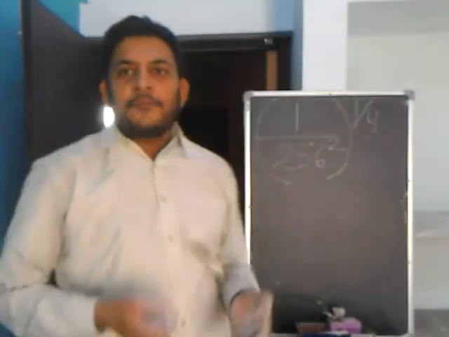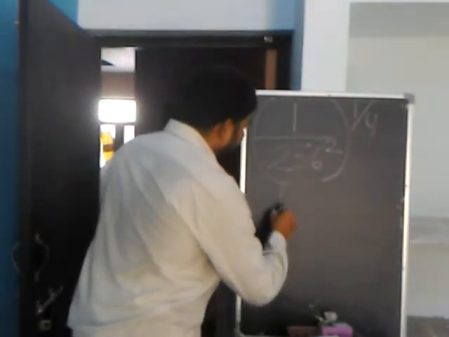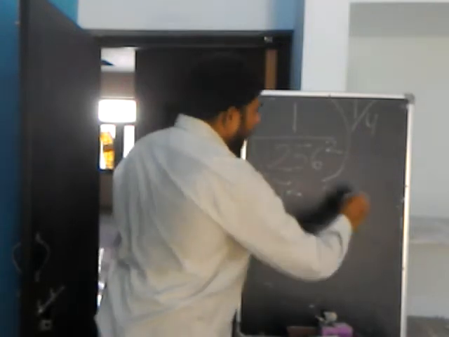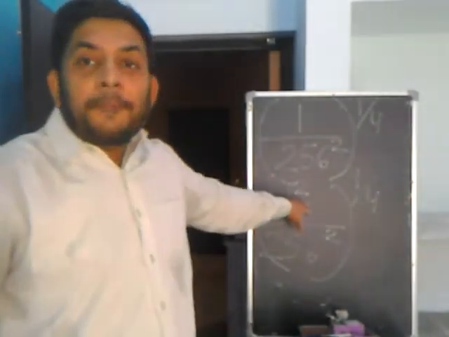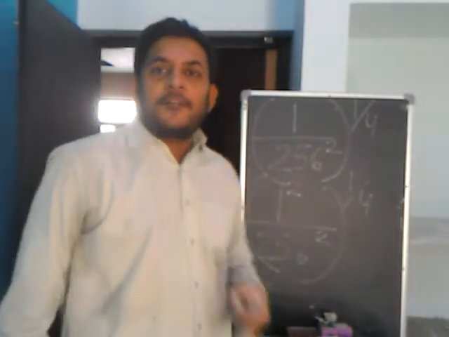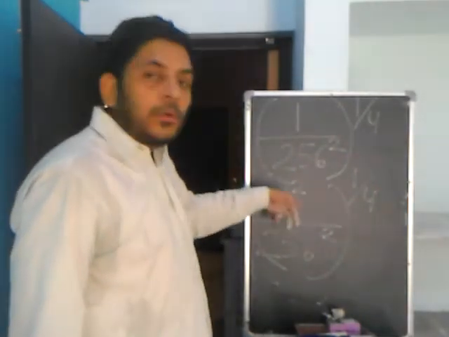Now this is 1, and we know 1 can be written in the form of a square also. In all the cases 1 will remain 1. So I write it as (1 by 2, 256 by 2) outside of the bracket power 1 by 4. And why did I put the power 2? Because here on 256 the power is 2. That's why I gave the power 2 to 1 also.